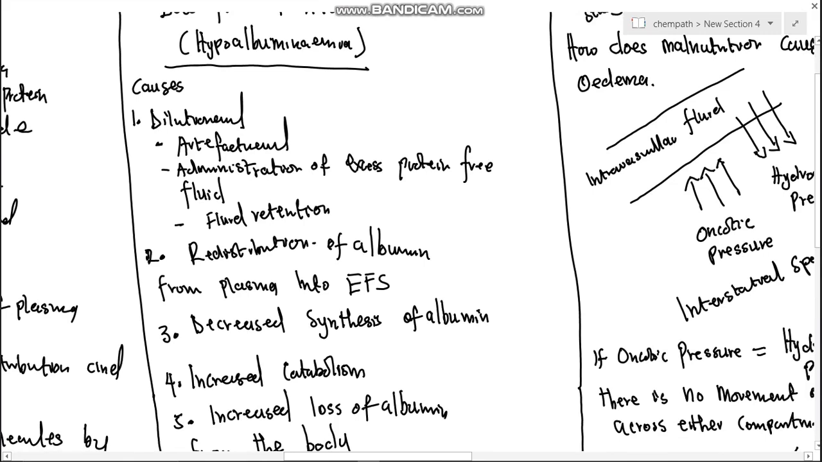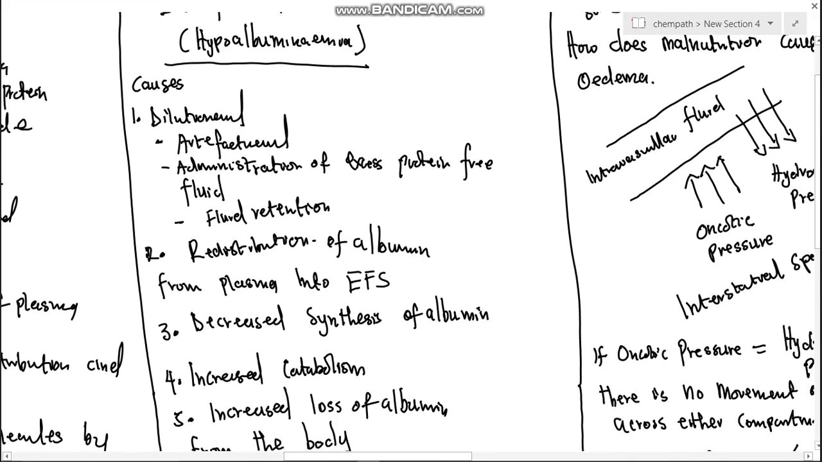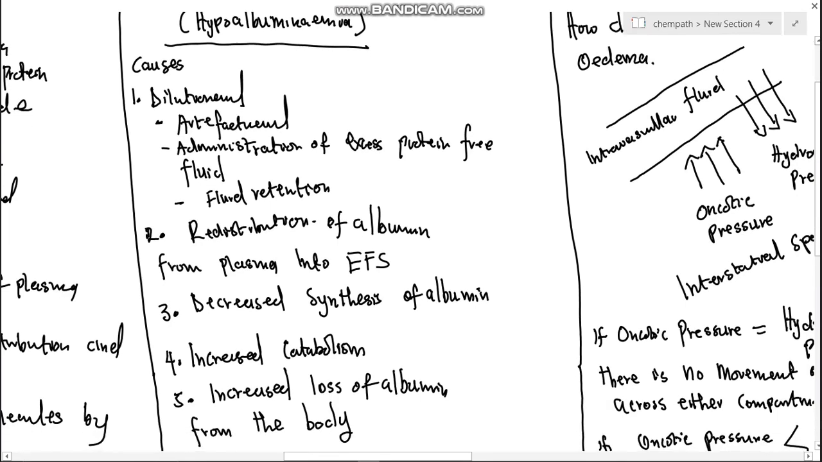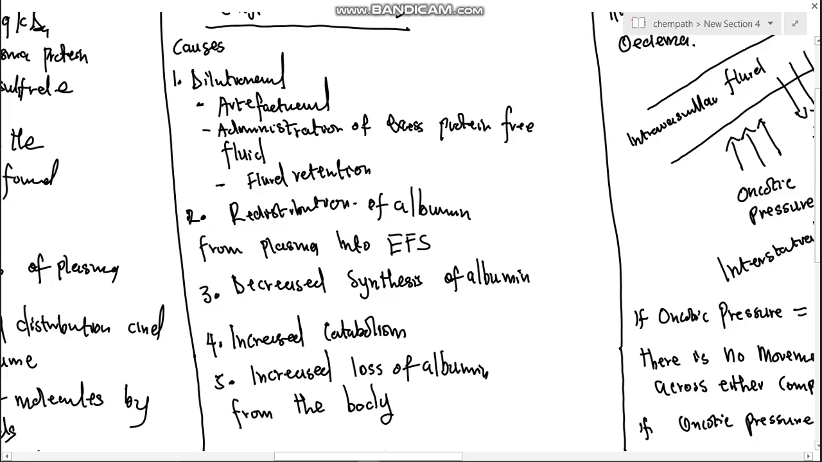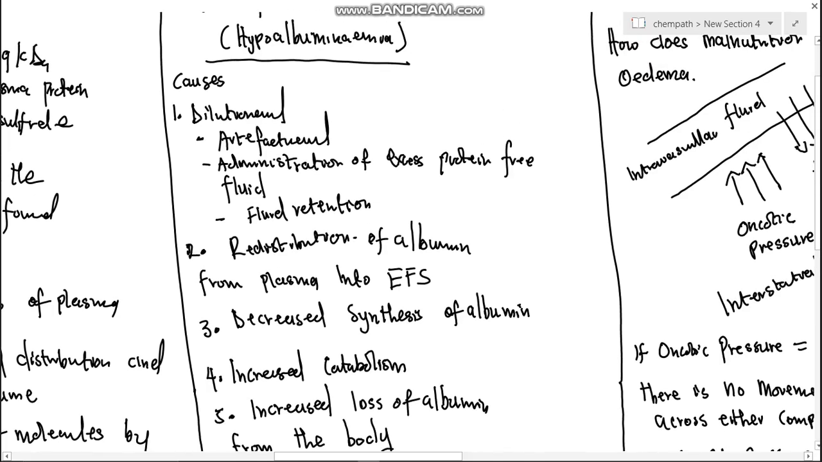Then we can talk about administration of excess protein free fluid. So this is also one cause of the dilutional factor. Then we can talk about fluid retention like edema, etc. All of these can cause hypoalbuminemia, and they are all dilutional factors.